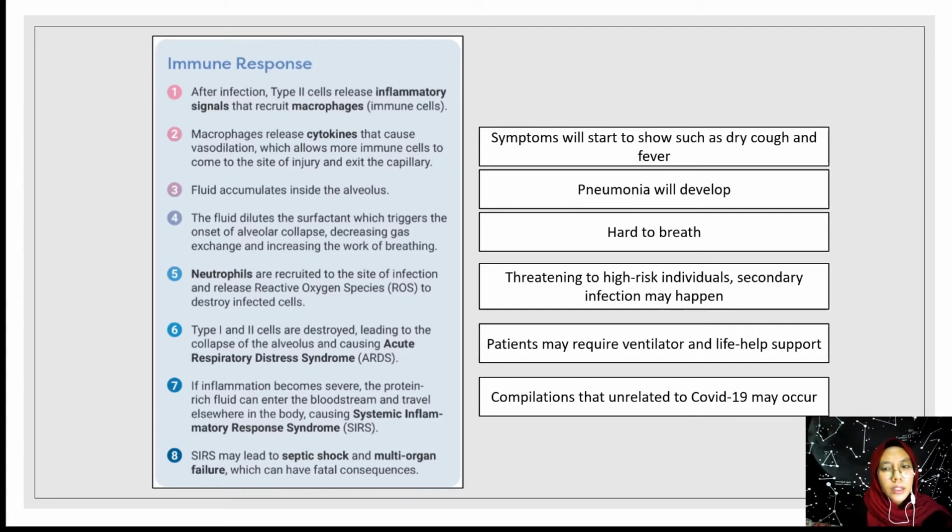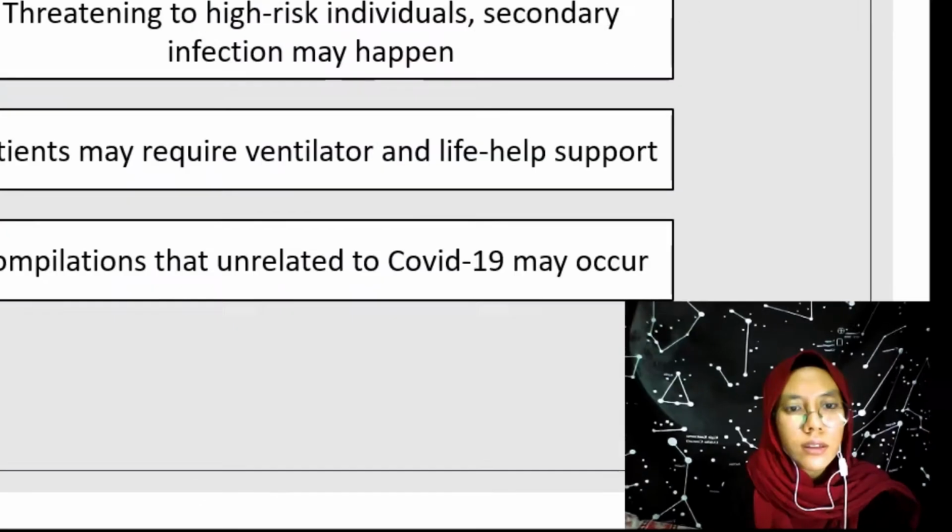Then neutrophils are recruited to the site of infection and release reactive oxygen species, or ROS, to destroy the infected cell. Then type 1 and type 2 cells are destroyed, leading to the collapse of the alveolus and causing acute respiratory distress syndrome, or ARDS. If inflammation becomes severe, the protein-rich fluid can enter the bloodstream and travel elsewhere in the body. That will cause systemic inflammatory response syndrome, or SIRS. Last but not least, SIRS may lead to septic shock and multi-organ failure, and the worst will have a fatal consequence. So that's all from me.